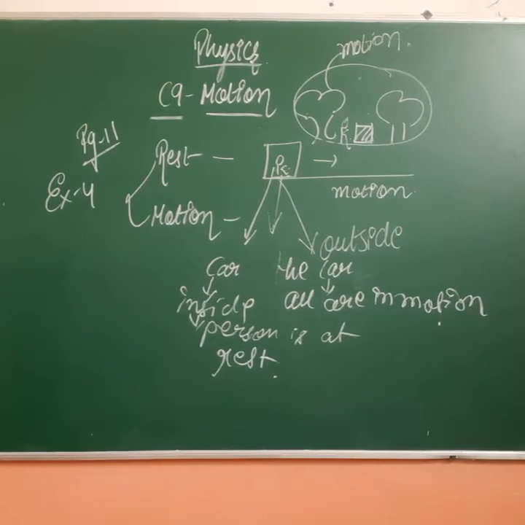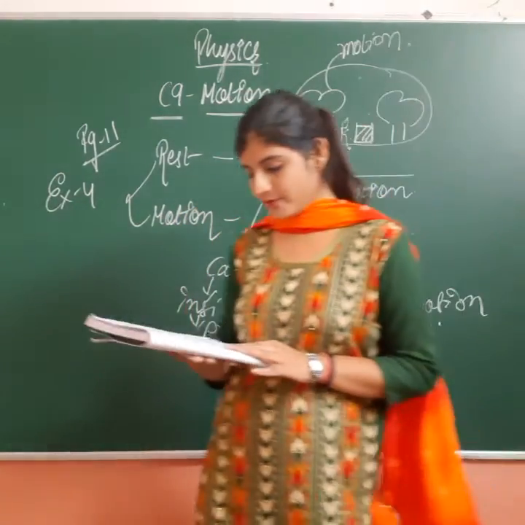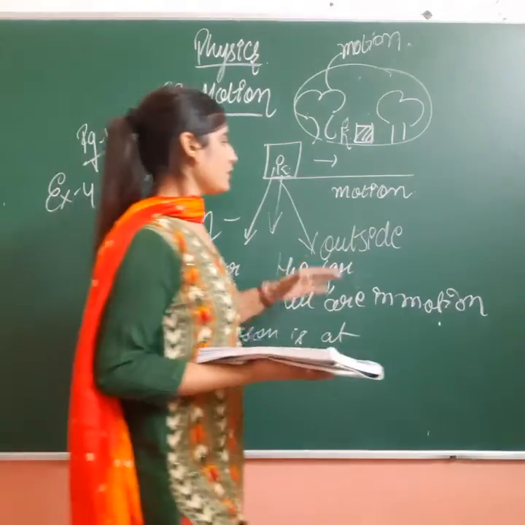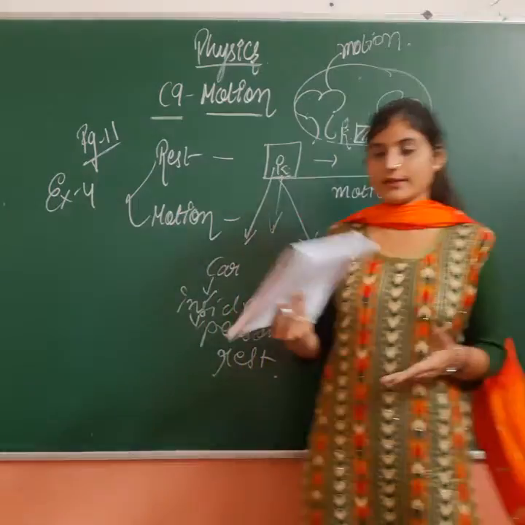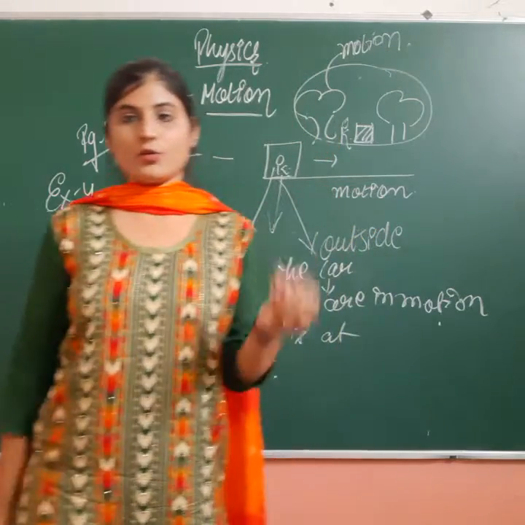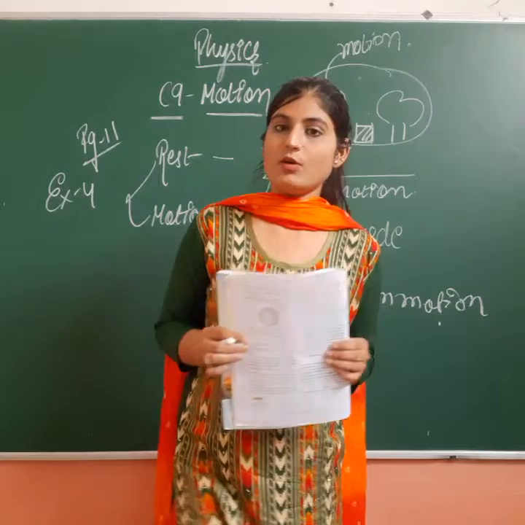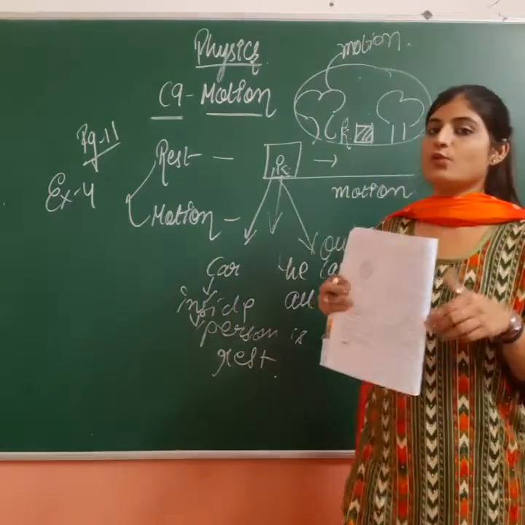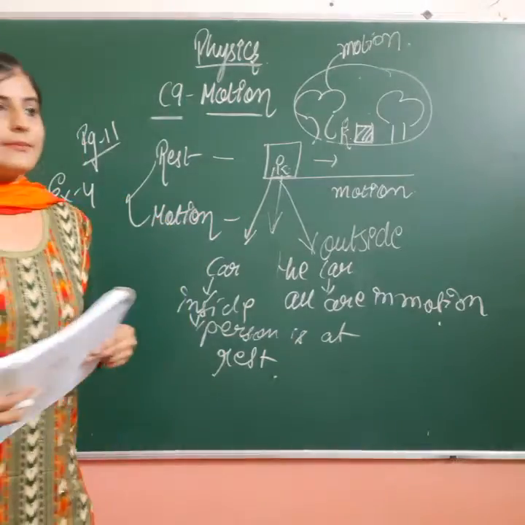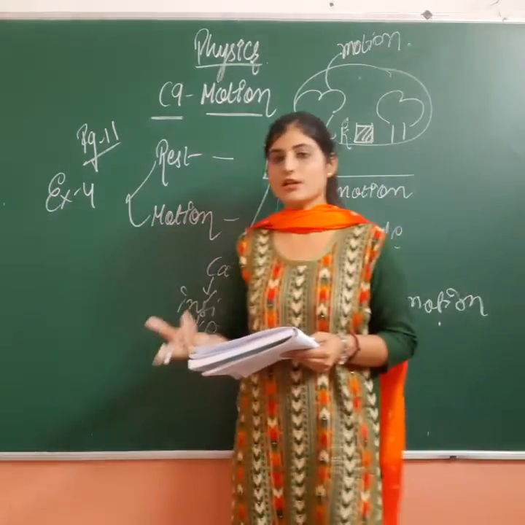Just note down this part and then we'll come to question number 5. Classify into scalar and vector quantities. We have already discussed what scalar quantities are. Scalar means those quantities which have only the value, only the magnitude. They do not have the direction. And vector quantity means those which have both magnitude and direction.